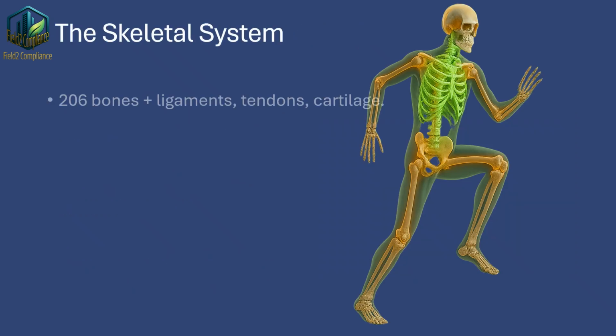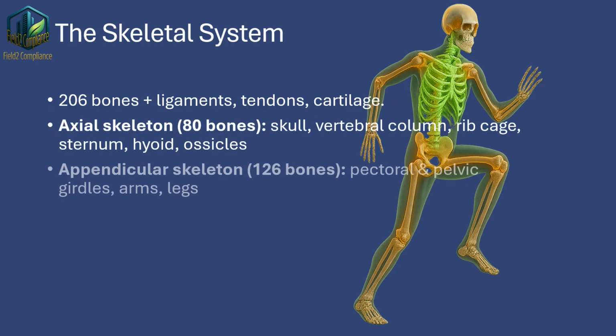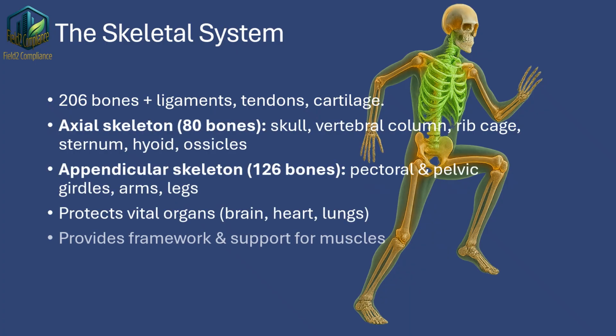The skeletal system is made up of 206 bones plus tendons, ligaments, and cartilage. It's divided into two main parts, the axial skeleton and the appendicular skeleton. The axial skeleton includes the skull, vertebral column, rib cage, sternum, and hyoid bone, together protecting vital organs like the brain, heart, and lungs.